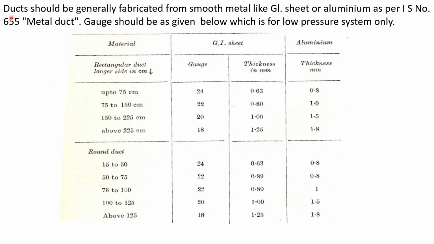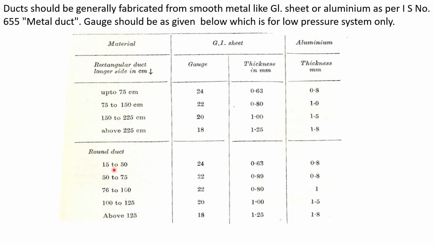Friends, through this chart, we are discussing duct material. The ducts should generally be fabricated from smooth metal like GI sheet, that is the maximum use, or aluminum in enclosed atmosphere, as per Indian Standard number 655 for metal duct. Gauge should be as given below, which is for low pressure system only. So you can see material, GI sheet and aluminum compared, and different types of duct formations.